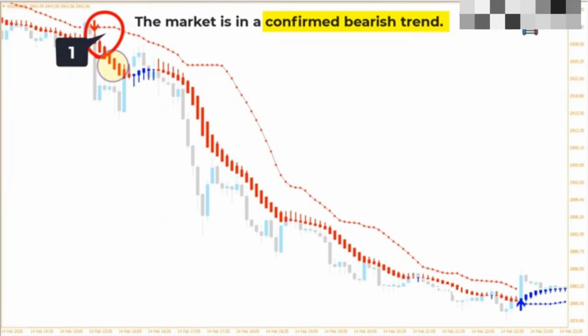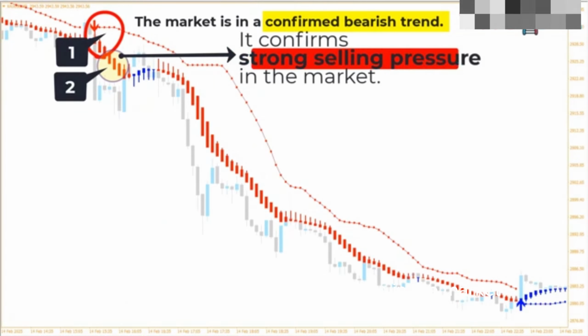Step 2. Identifying strong bearish momentum. Now let's take it a step further. When indicator profitable strategy 2 forms a strong bearish candle, that confirms strong selling pressure in the market. This is your second trading rule. The downtrend must be strong before we even think about entering a trade. But hold on, this is not our entry signal.